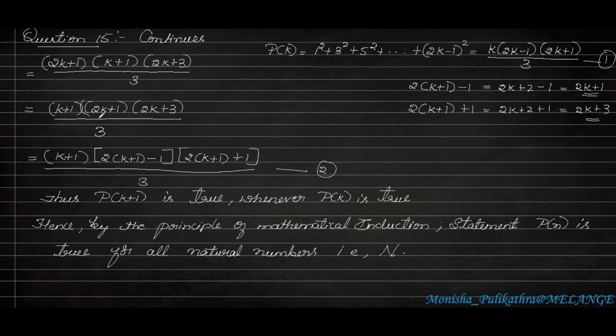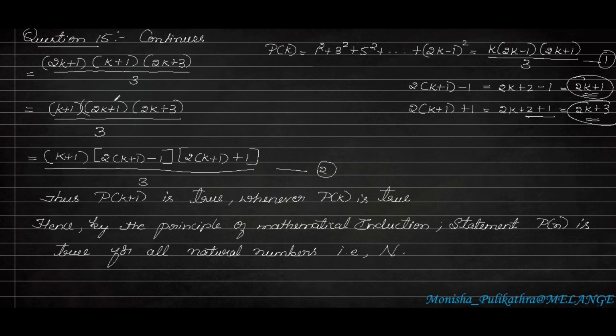So we can write this 2k plus 1 as 2 into k plus 1 minus 1, because when we solve it, we will get the same answer, that is 2k plus 1. So instead of writing 2k plus 1, I will be interchanging it in this form. In the same way, I will write 2k plus 3 in the form of 2 into k plus 1 plus 1. So if you multiply it, 2 into k, 2k plus 2 into 1 is 2 plus 1. So 2k plus 3 is also equal to 2 into k plus 1 plus 1.